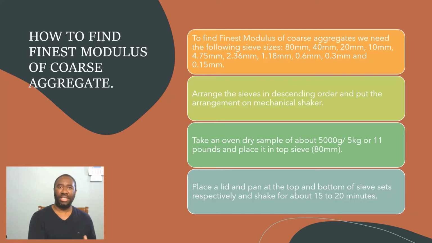And you're going to place that sample weight in the top sieve of 80mm. Then you're going to place a lid and a pan at the top and bottom of the sieve set respectively, and you're going to shake it on the mechanical shaker for approximately 15 to 20 minutes.